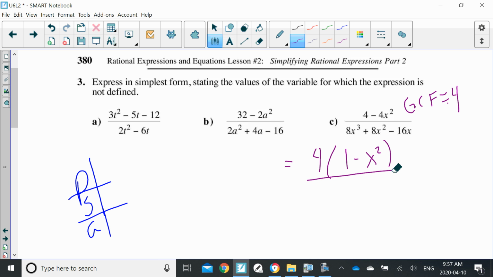In the denominator, we would also factor by GCF. And the GCF of 8x cubed, 8x squared, and 16x would be 8x. So take each of these 3 terms and divide it by 8x. The 8x goes in front of your bracket, and the answer goes in the bracket. And that answer would be x squared plus x minus 16.